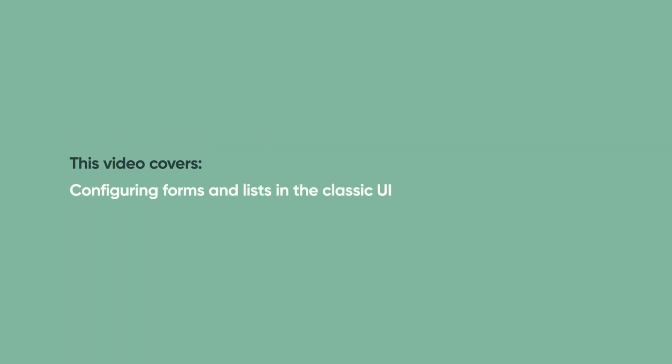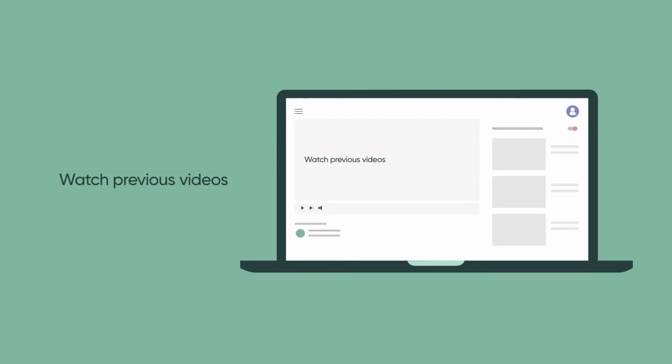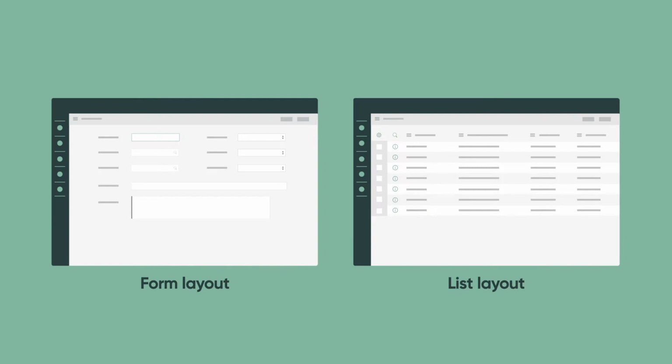In this video, we'll show you how to configure forms and lists in the classic UI without using HTML, JavaScript, or CSS. This video builds on the use case from the previous videos in this series and can also be used as a standalone reference. Let's begin by taking a look at the form and list layout for the safety app we built earlier.